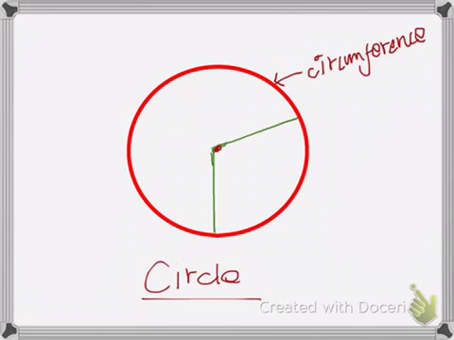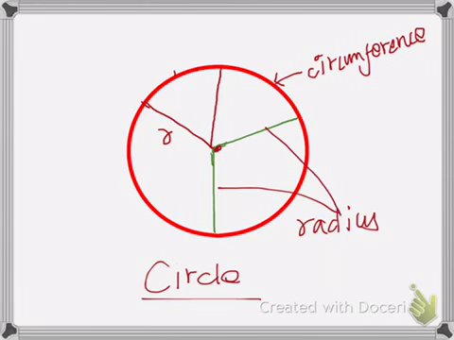Now the center is at a point equal from any point on the circumference. So if there are an infinitely large number of points on the circumference, and if we take any one point over here and join it to the center of the circle, it is the radius of the circle. All these lines I've drawn over here are the radius of the circle.